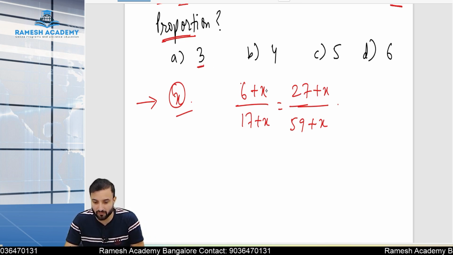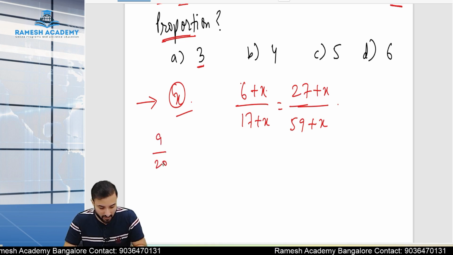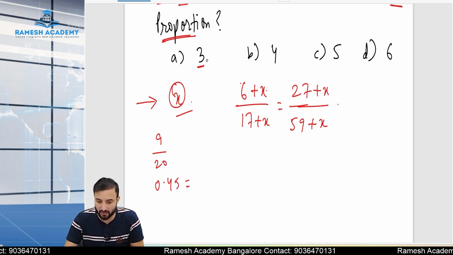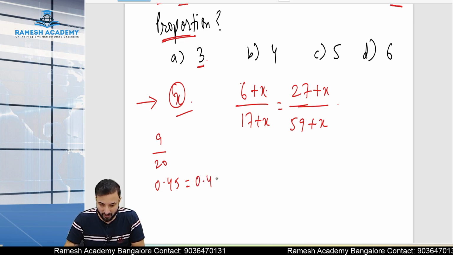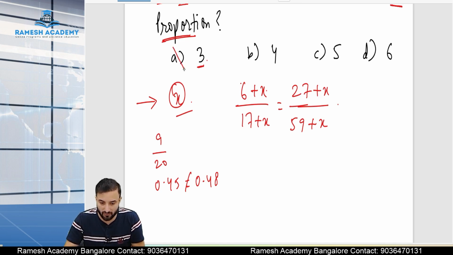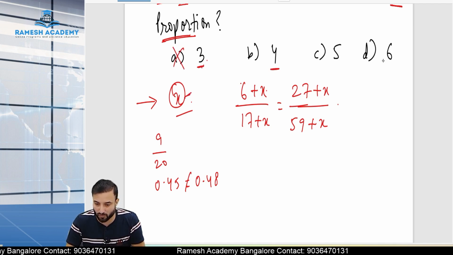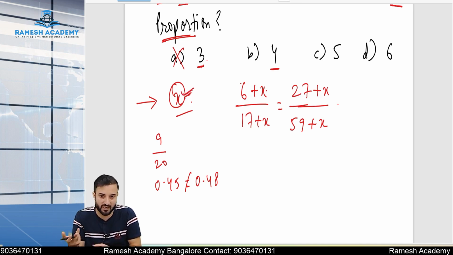If you take 3, we will substitute 3 in place of x. So 6 plus 3 is 9, by 17 plus 3 is 20. So we do 9 divided by 20, which gives 0.45. The other side is 27 plus 3, 30, divided by 59 plus 3, 62. When you do it, you get 0.48. So these are not equal, so 3 will not be the answer. Now we will take 4. What must be added? These x values are 3, 4, 5, 6. If it must be added, we will just add and divide, and we will see.